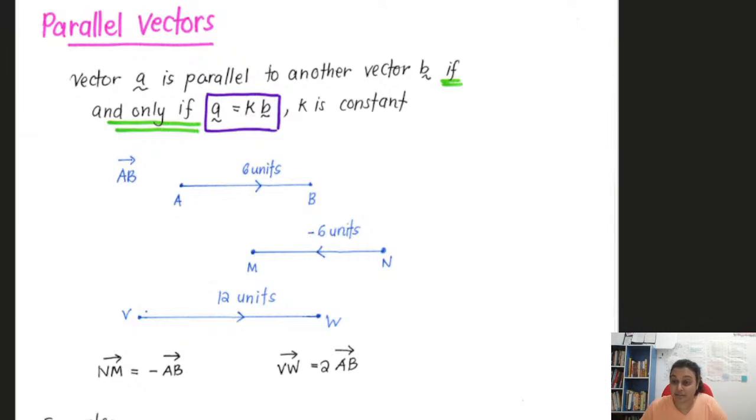So we get started with parallel vectors. Okay, parallel vectors. Vektor selari. In Bahasa, this is known as selari. You all know what parallel is, what does parallel mean, right? Apa maksud selari, betul tak?